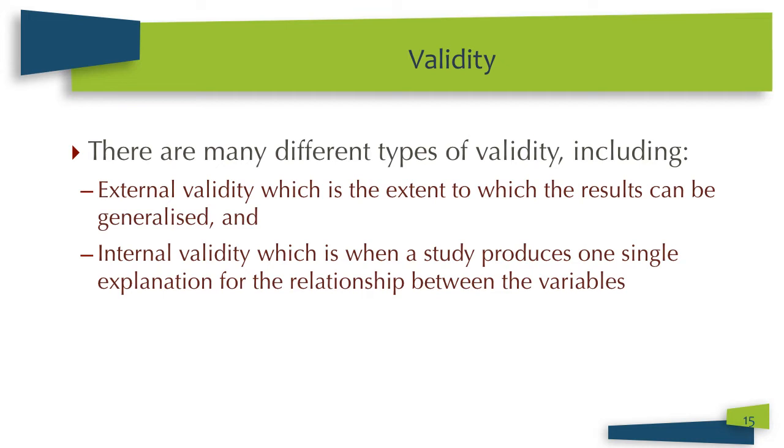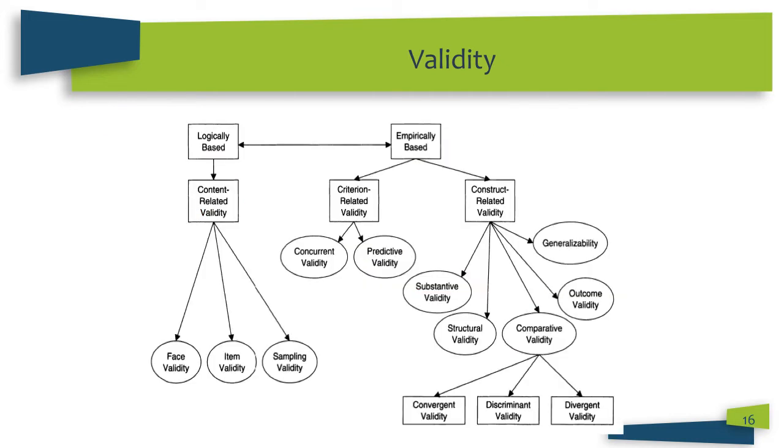What is internal validity? Internal validity is when your study produces a single explanation for the relationship between the variables. In other words, the arrows that you made in your diagram, your research validates, or even if it disproves that arrow, it is one disproval or one validation. It is not confusing. It doesn't bring results that suggest that the relationship can go both ways. It has to be one explanation. So that would be internal validity.